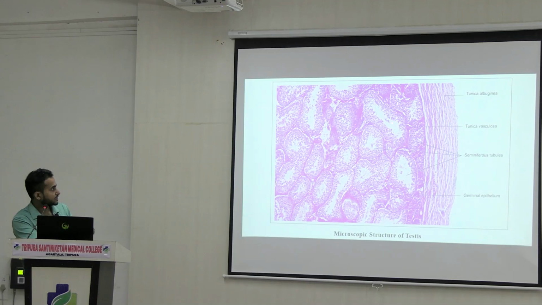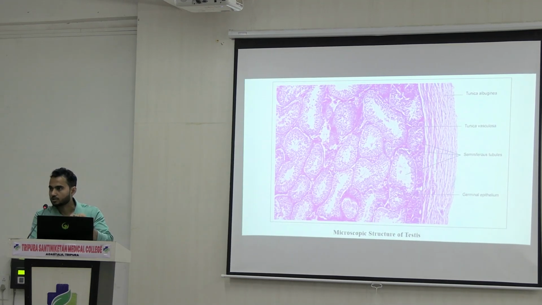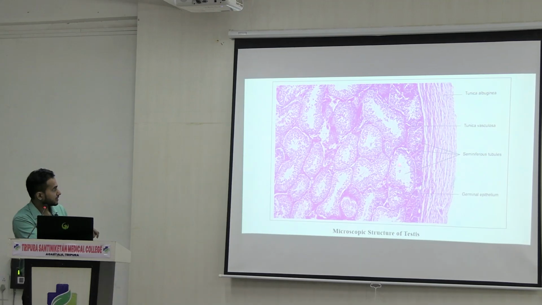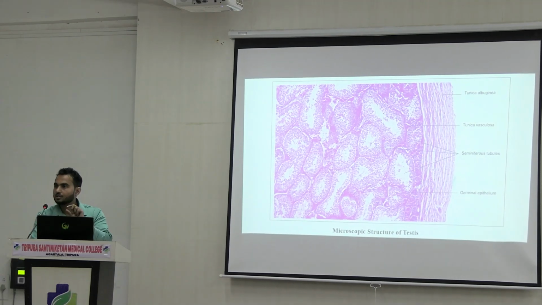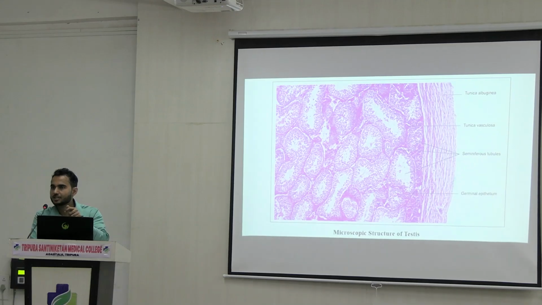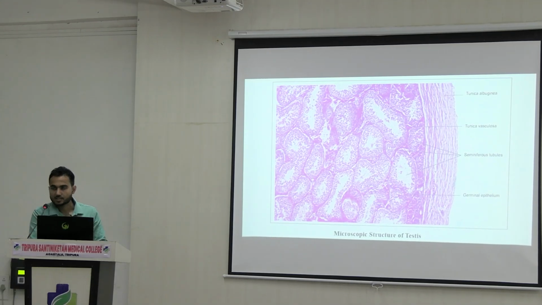After that, what are these? These are the cut sections of the seminiferous tubules. Okay, so you will get multiple seminiferous tubules in the cut section. Now inside the seminiferous tubule, the white space which you can see is nothing but the lumen of the seminiferous tubule. Next, here you can see different types of cells.